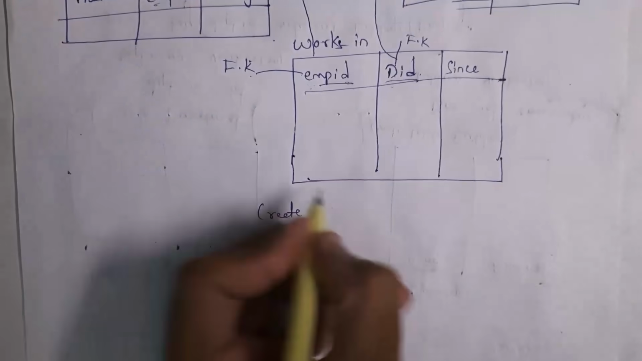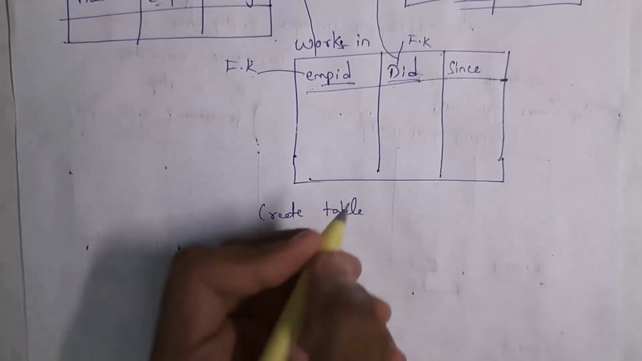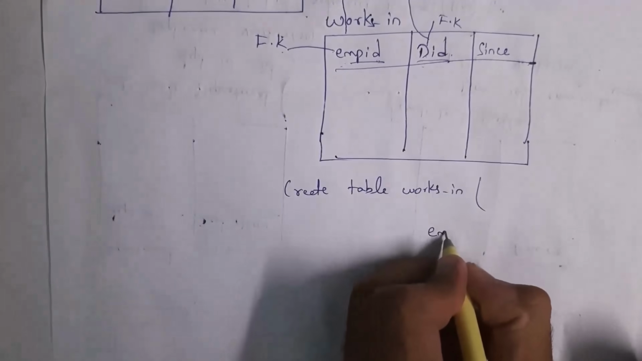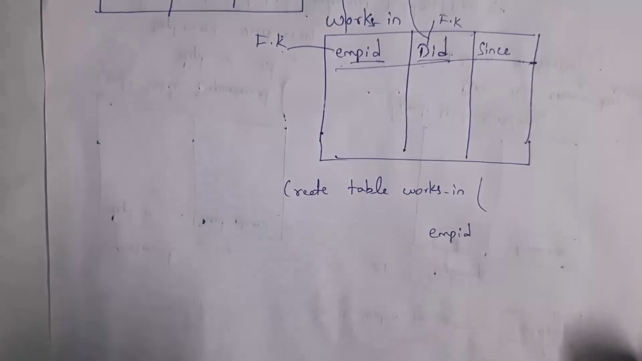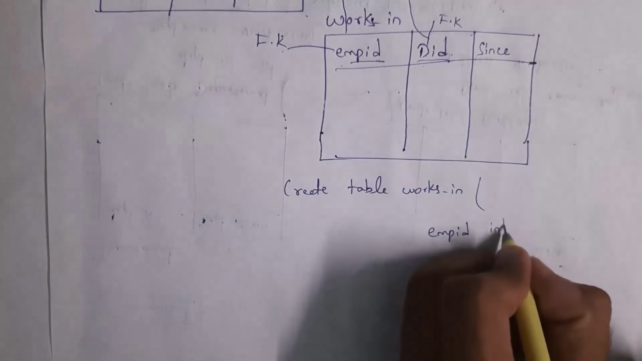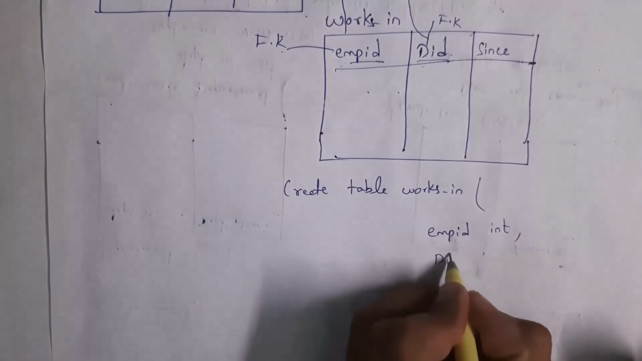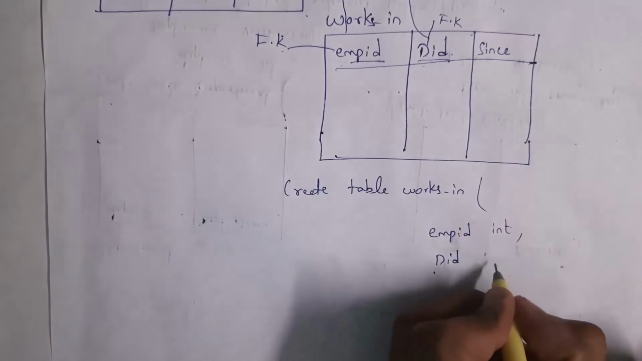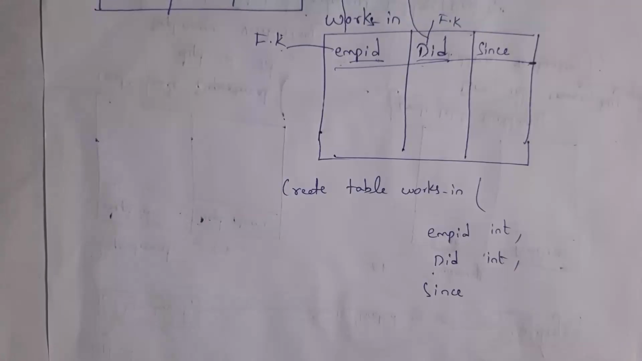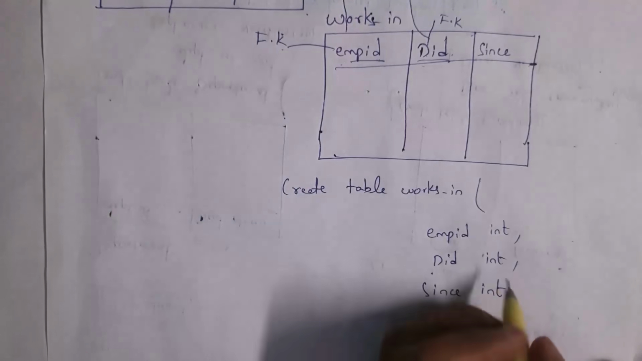So write here code create table and table name, that is works in, open bracket. First column is employee ID. So write here employee ID. I want to give employee ID like 1, 2, 3, and so on. So I will give data type, that is int, comma, next column is DID. Again I want to enter numbers. So I will give data type, that is int, and next one is since. Employee is working since 2000, 2001, and so on. So again I want to enter here numbers. So again I will give data type, that is int, comma.